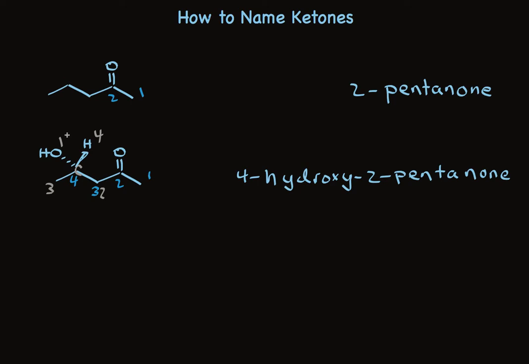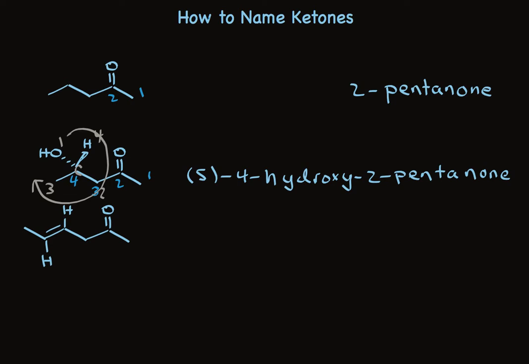When we proceed from 1 to 2 to 3, we find ourselves going in a clockwise direction. But the lowest priority functional group is toward us rather than away. So this is not the R stereochemistry. We have to change our answer to be S. S for hydroxy 2-pentanone. Now what's different?